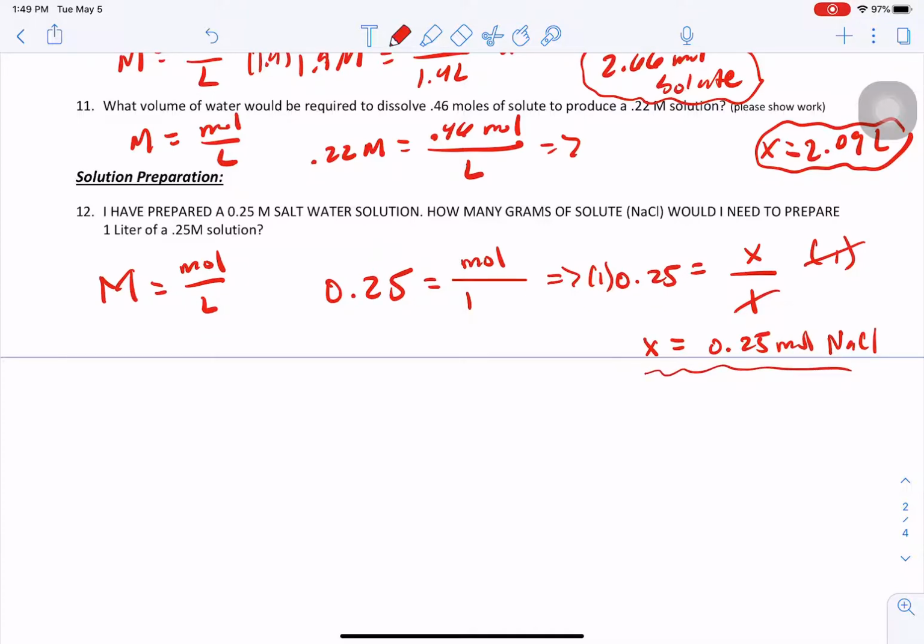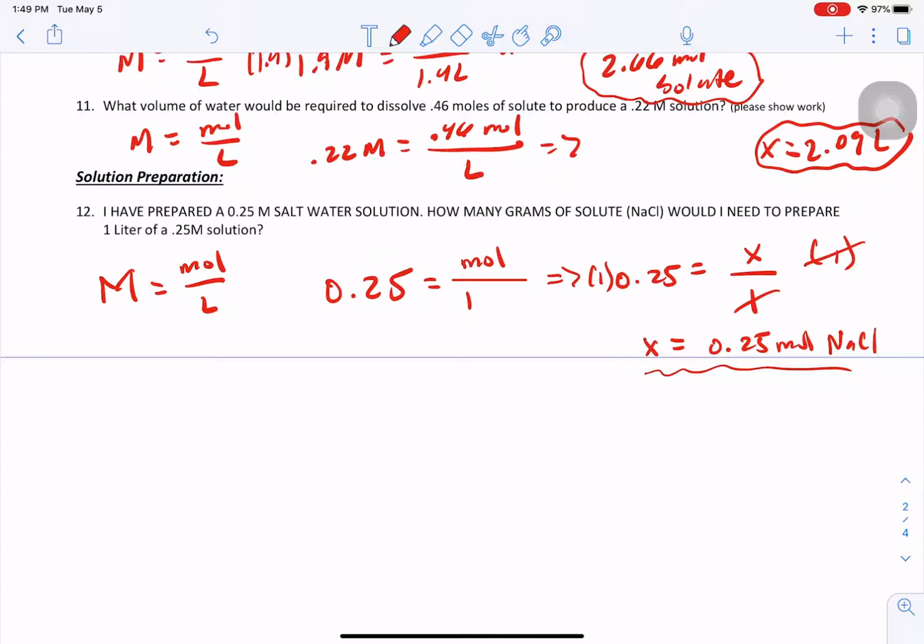You may be wondering, Mr. Mitchell, why did we solve for moles? We want grams. Well, if we solve for moles, we can always do a mole to gram conversion. All we need is the molar mass. Remember, anytime you need to go from grams to moles or moles to grams, all you got to utilize is the molar mass of that specific chemical. In this case, we're working with NaCl.